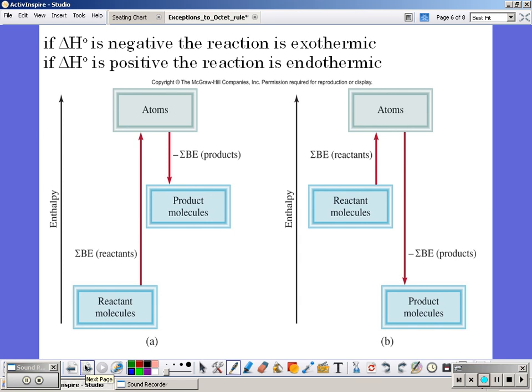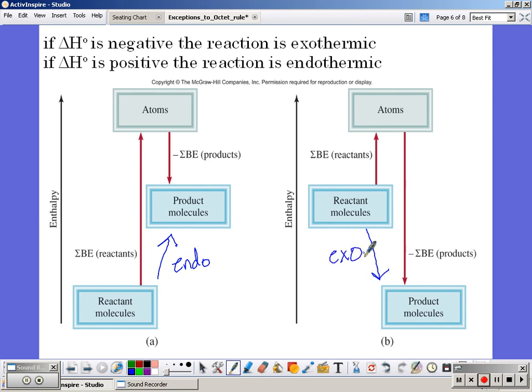If the reaction is exothermic, that's telling us that our product molecules are more stable than our reactants. If it's endothermic, then it's telling me that my reactant molecules are more stable than my products. We could also graph this, and so A and B are the graphs. If I start with reactants at a lower enthalpy and have to go up to a higher enthalpy for my products, this would be endothermic. But if I start with reactants at a higher enthalpy and go down to products at a lower enthalpy, that would be exothermic.